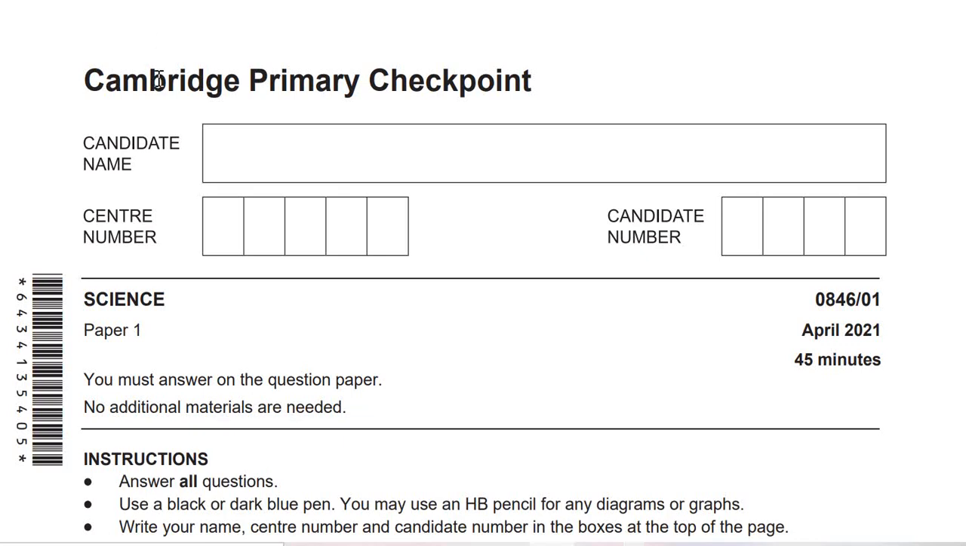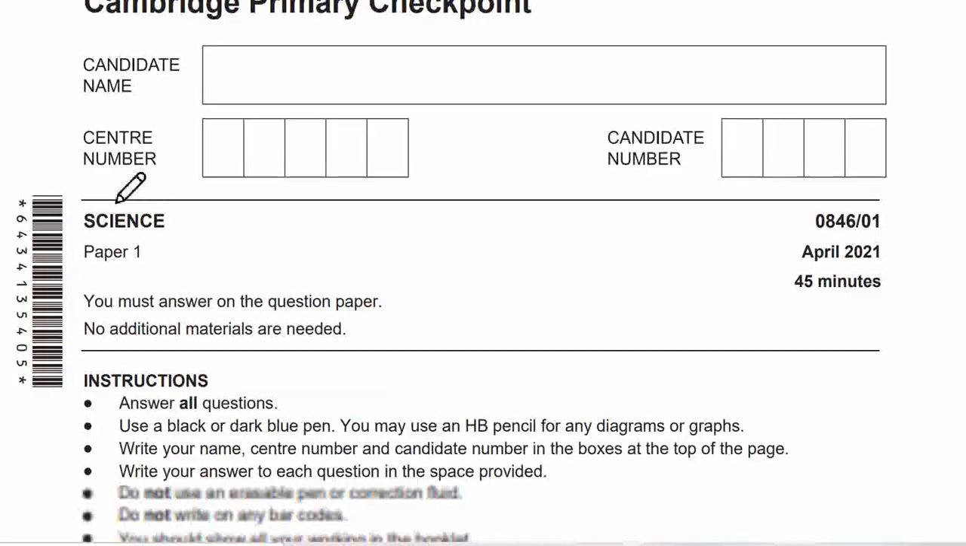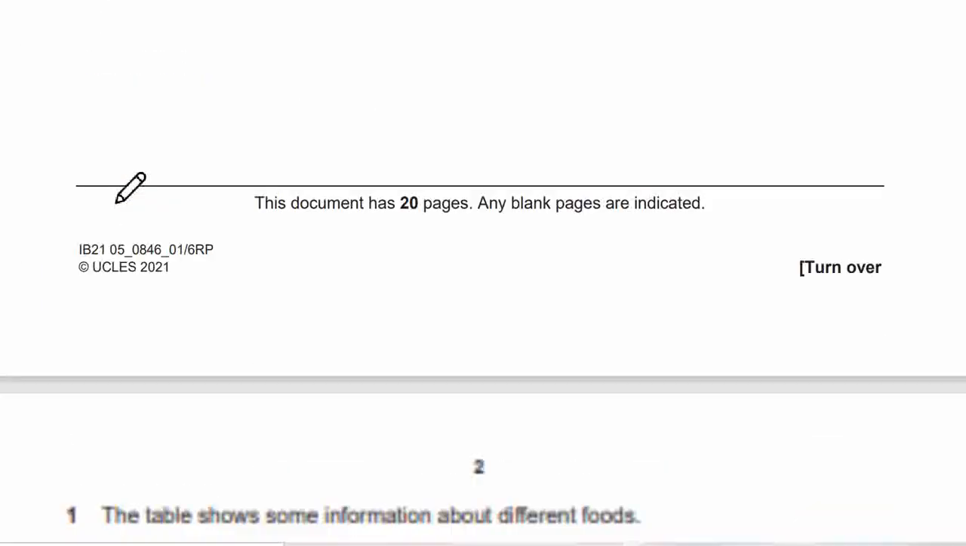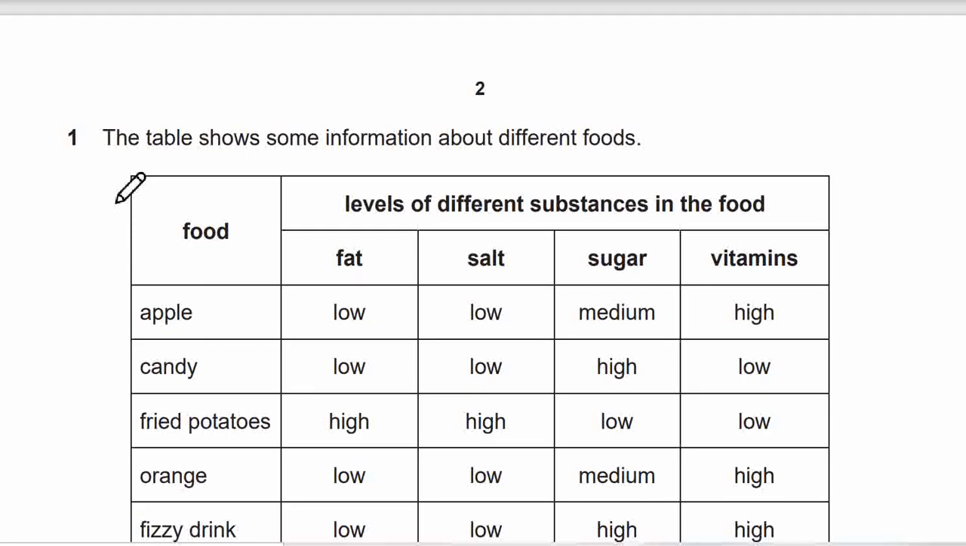Hi guys, today we are going to discuss Cambridge Primary Checkpoint Science Paper 1, paper code 0846/01 April 2021. This paper is for 45 minutes. First, let's scroll all over the question, so you may take a screenshot of this and pause this video for practice.